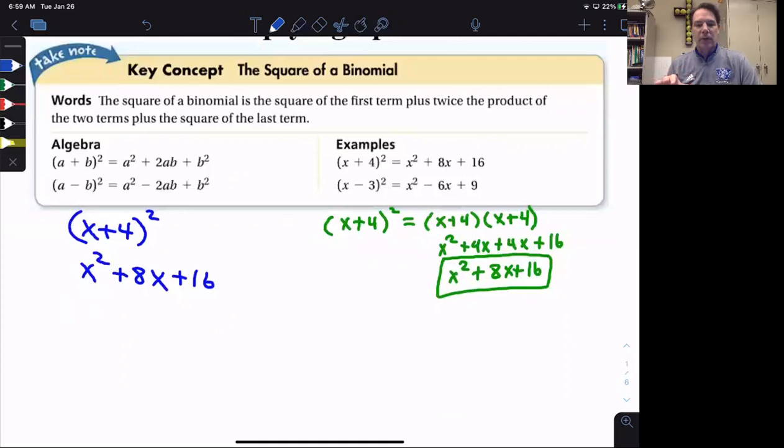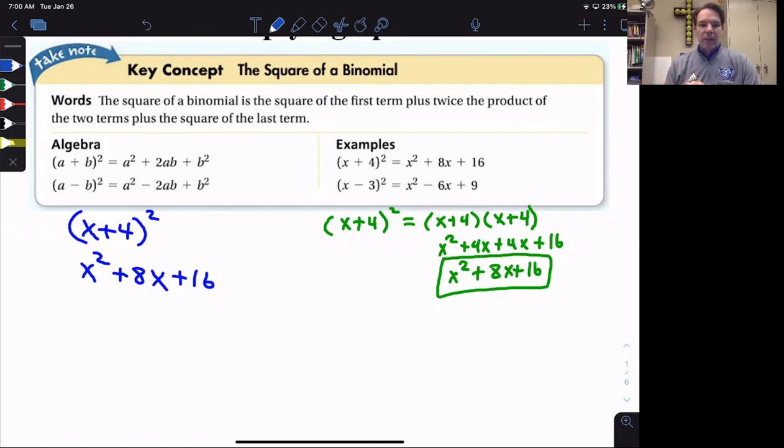I'm going to show you the shortcut. But know that you can also just split this up into two binomials and then multiply them like you've done in the previous section. Okay. So let's look at our examples. And I'm going to actually start with what I've written in green.